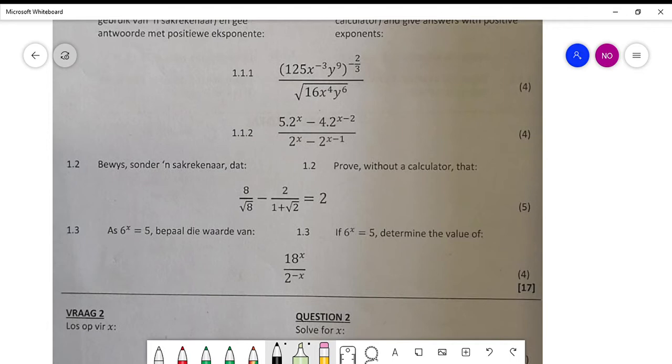You only have to look at the left hand side and simplify it until you get to an answer of 2. They won't lie with these. If they say prove that, it means that it is equal to 2. So a lot of you made an error with your signs.